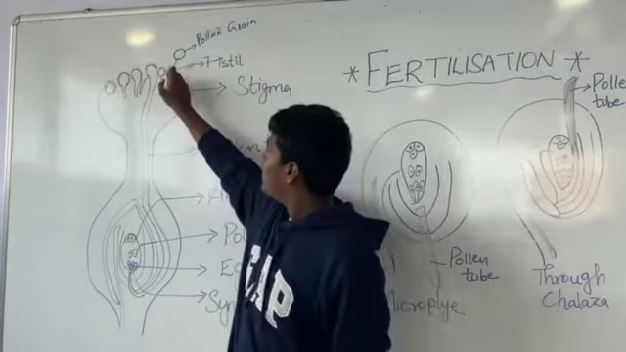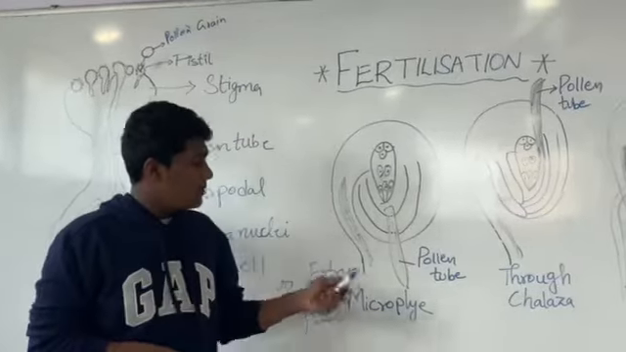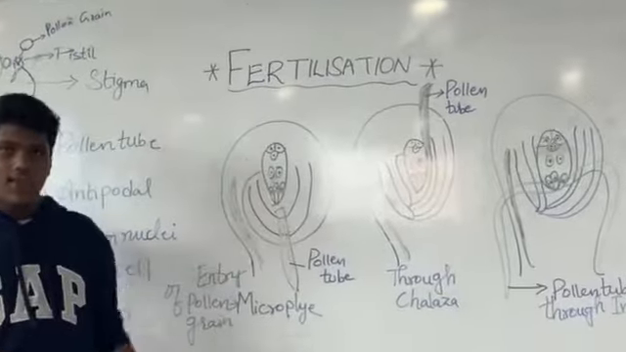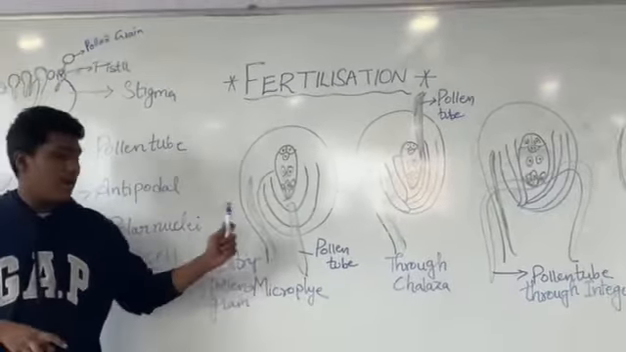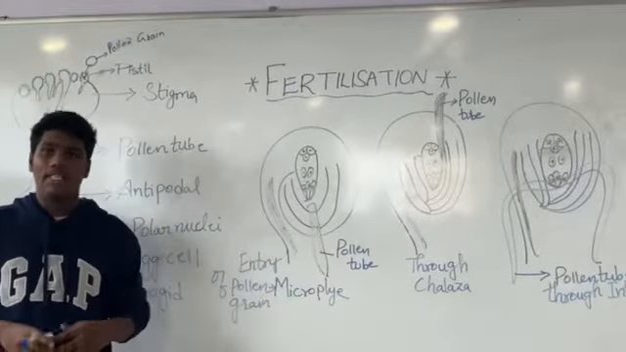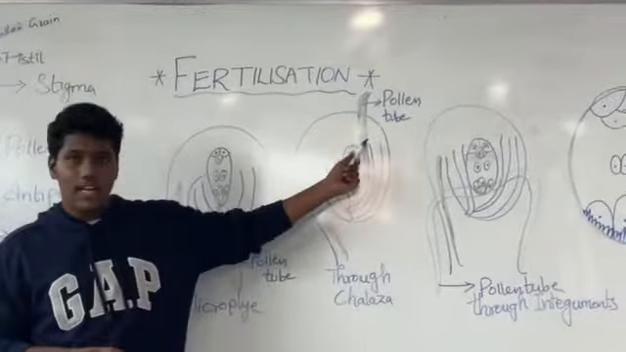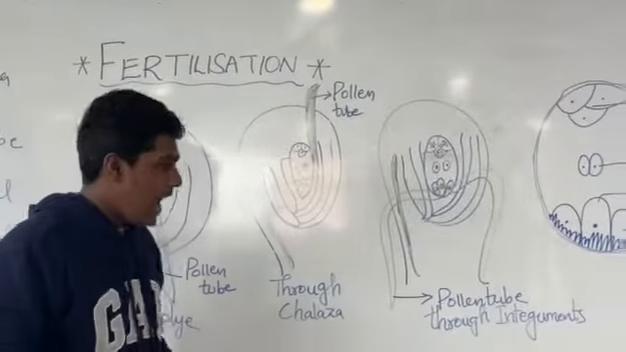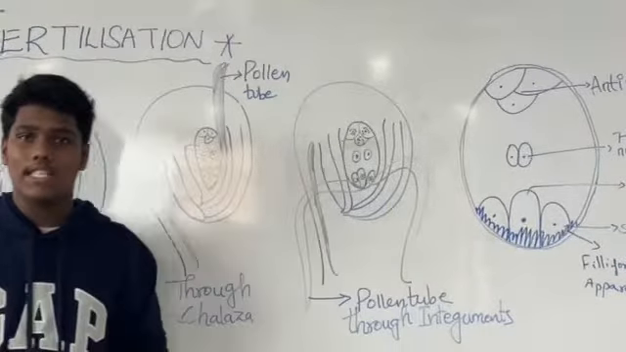Once the pollen tube reaches the top, the pollen grain travels to the pollen tube, and the pollen tube can reach the egg in one of three ways. That is, if the pollen tube reaches through the micropyle end, it is known as porogamy. If the pollen tube reaches through the chalazal end, it is known as chalazogamy. And if the pollen tube enters through the integuments, then it is known as mesogamy.